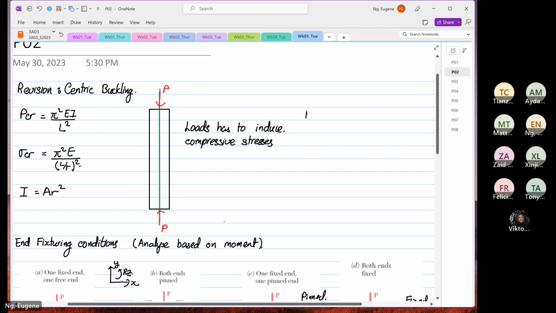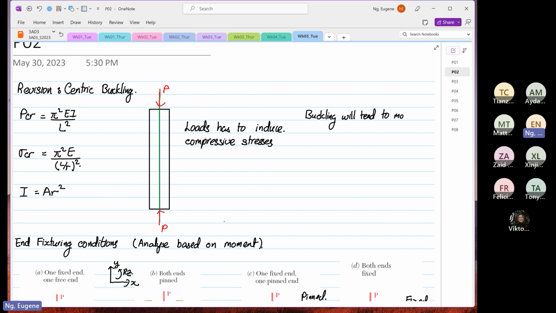buckling will tend to more likely occur with the lower I, which is second moment of area.